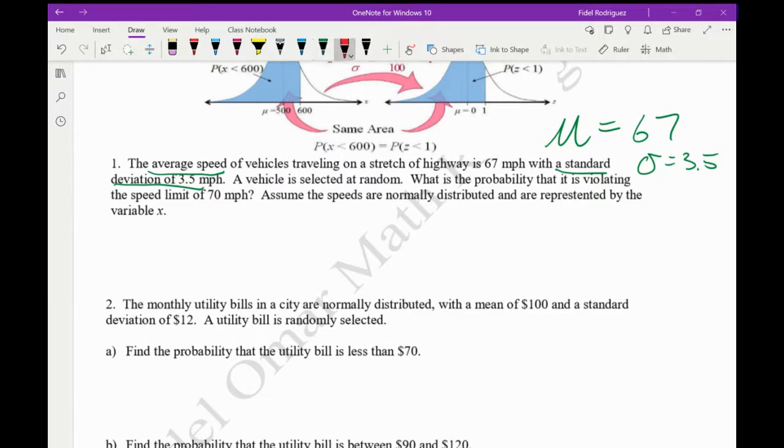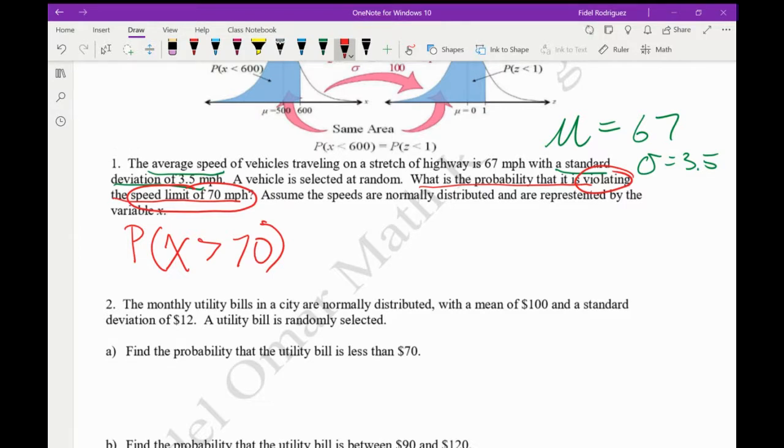And now when I keep reading, it says a vehicle is selected at random. What's the probability that it is violating the speed limit of 70 miles an hour? Okay, so we're going to write it like this. What's the probability that X, when we say it's violating the speed of 70 miles an hour, that means we're going more than 70. So that means X is going to be bigger than 70. Because we're violating that speed limit, that means we're going more than that.